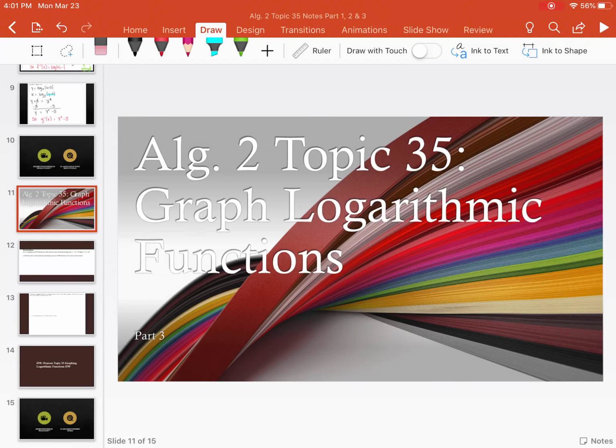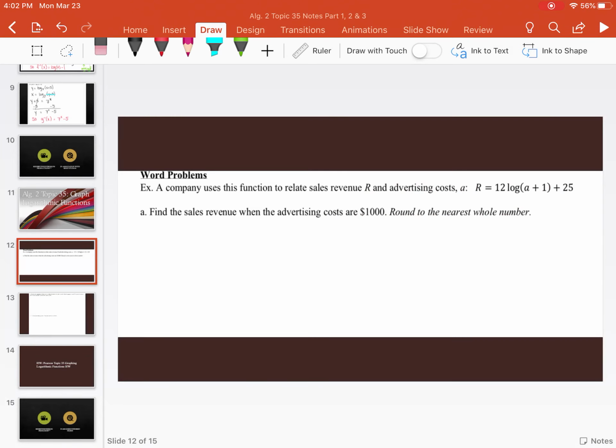Welcome back to Algebra 2 topic 35, graph logarithmic functions. This is part 3. So we're going to wrap this up with some word problems. So here is our example.